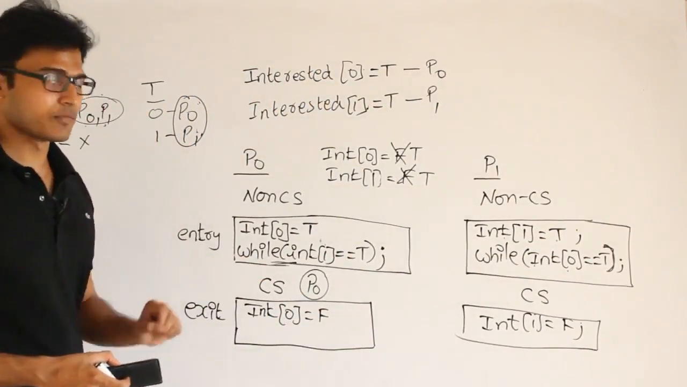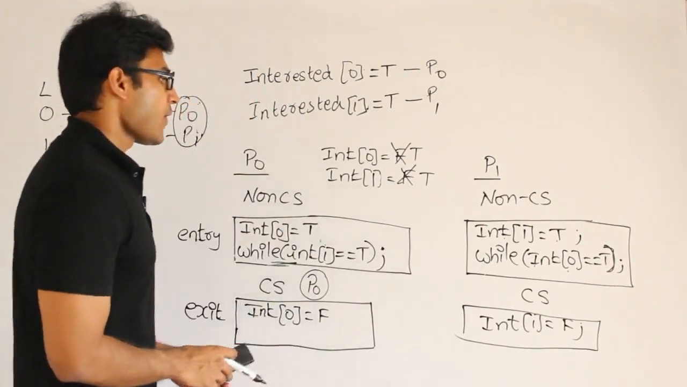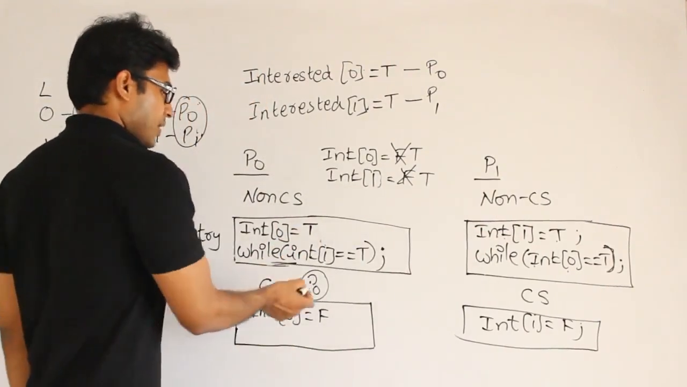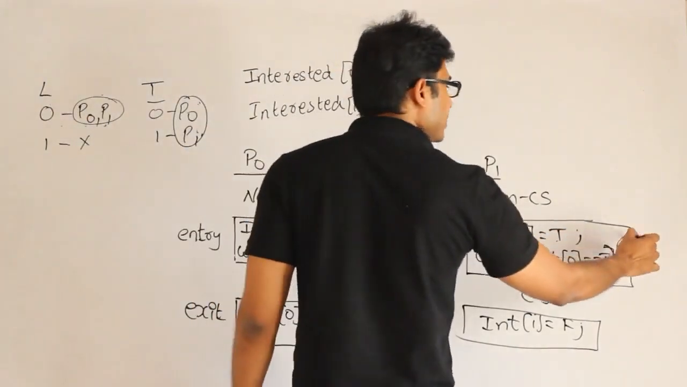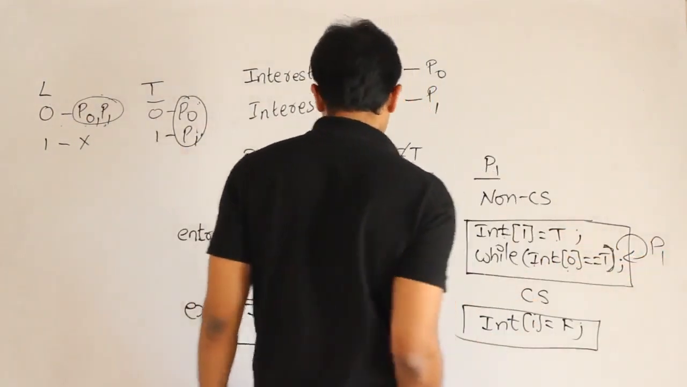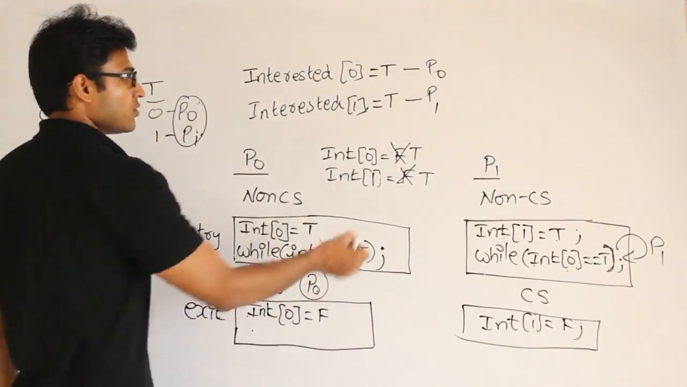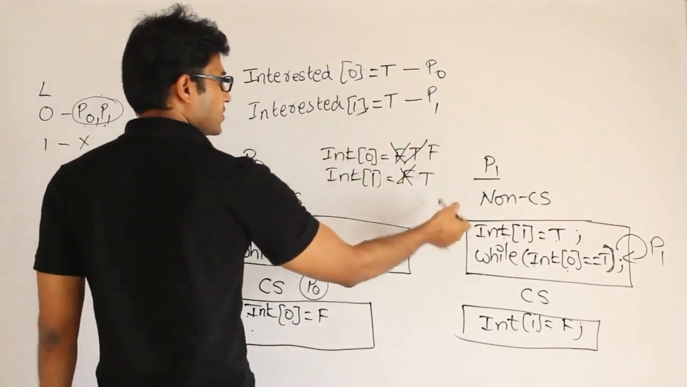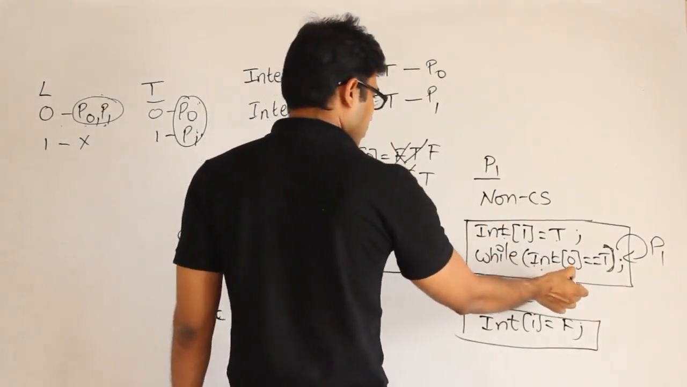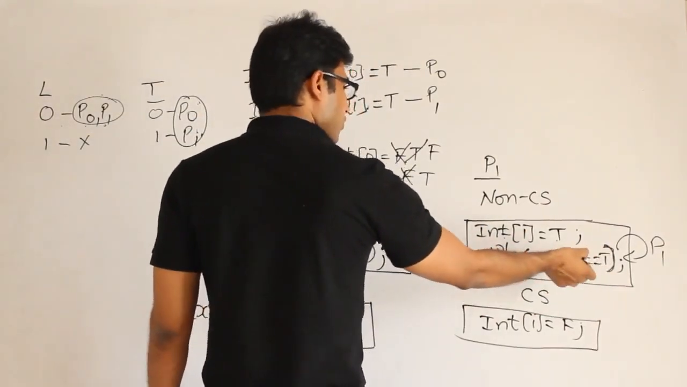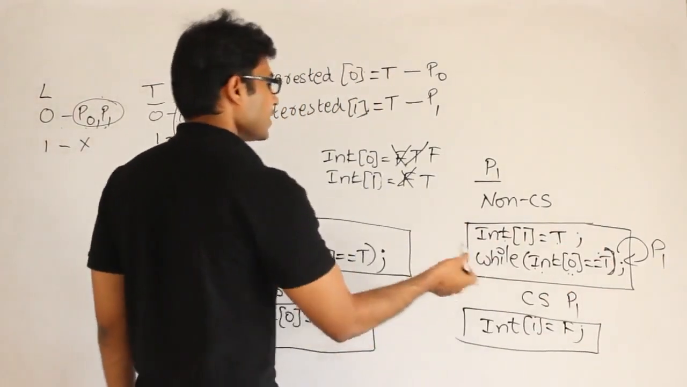In this case it is true, therefore it is going to hold here, it is going to stop there, right? And until what point? Until this one comes out. So you are going to stop P1 at this loop until P0 comes out. Once P0 comes out, it is going to make it false. Next time when P1 gets the chance, this while loop will break, because interest of 0 is now false. Therefore it will enter the critical section. Like that it will execute.